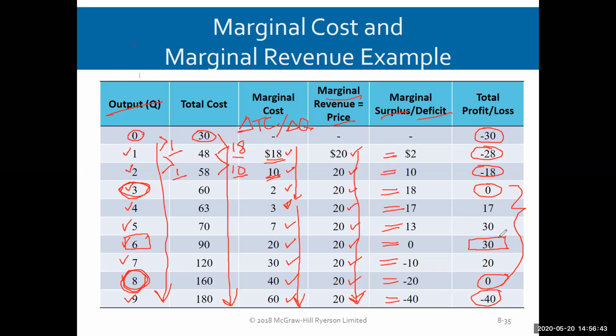And notice one thing. Right here, let me go up and change the color to purple. Right here, we've got a marginal cost of 20, and it just equals marginal revenue. That's where we're at a profit maximizing position. So when marginal cost just equals marginal revenue, we're at a profit maximizing position. Well, let's take a look at the next page and see.